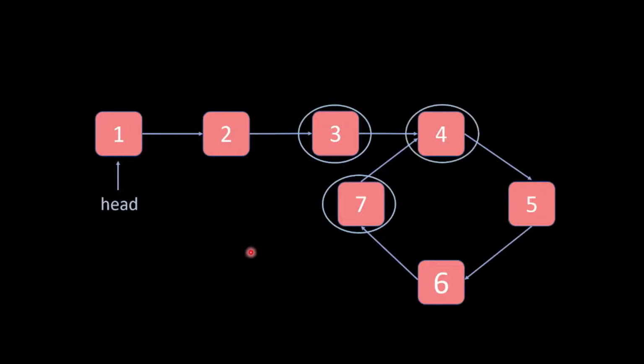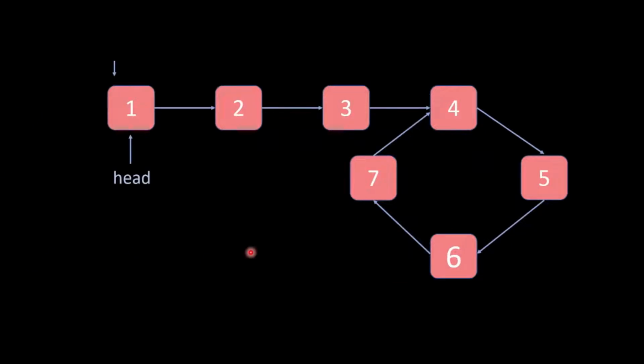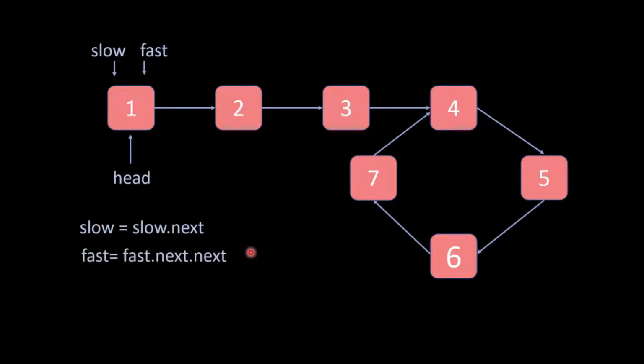So to solve this problem, we use the algorithm named Floyd's cycle finding algorithm. In this algorithm, you have to take two pointers, slow and fast. Initially, both slow and fast are pointing to the head of the linked list. You have to move slow by slow.next and fast by fast.next. We have to move both slow and fast pointers while fast is not equal to null or fast.next is not equal to null. Initially, both slow and fast pointers are pointing to the head.